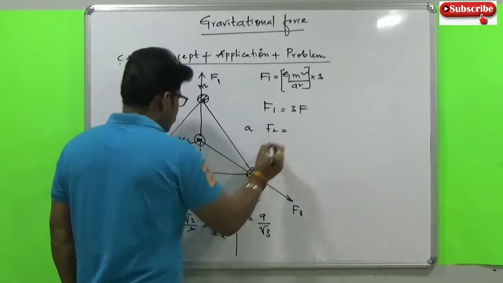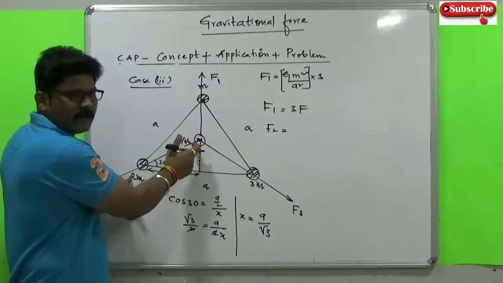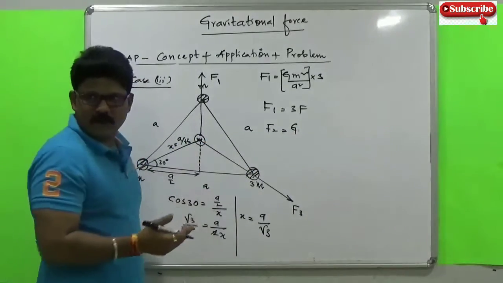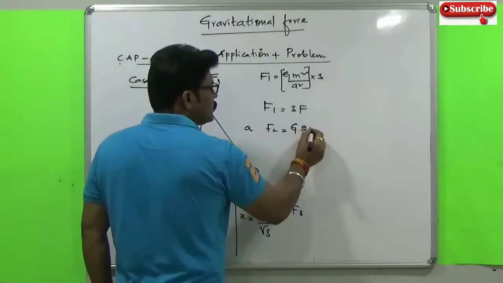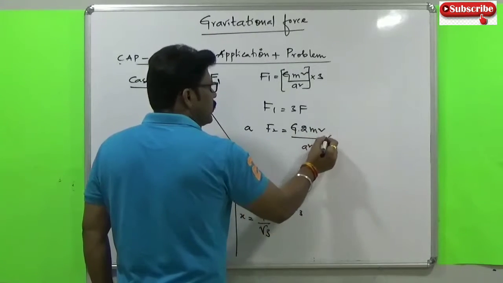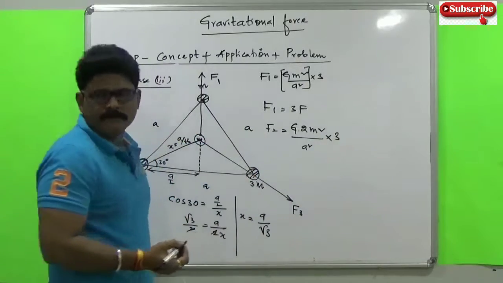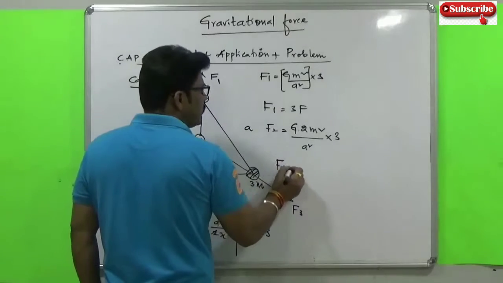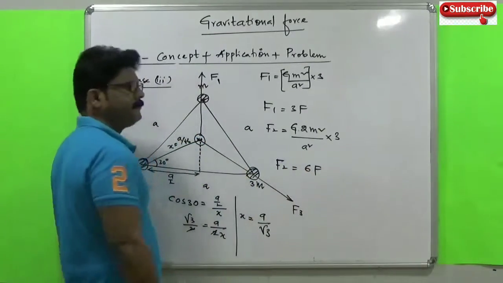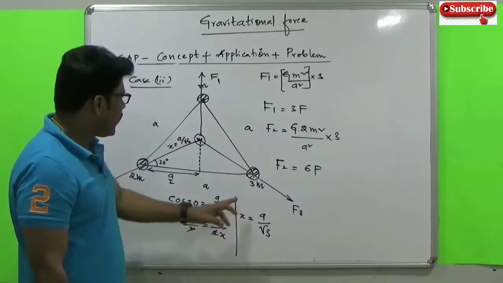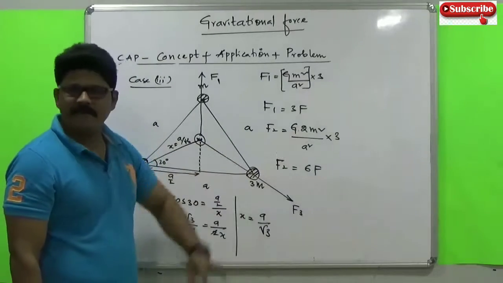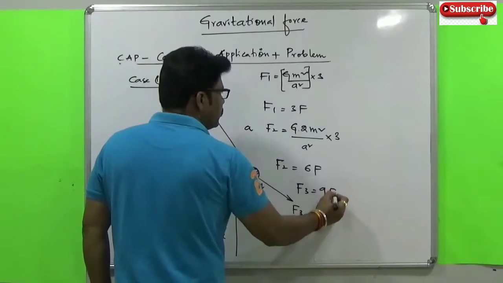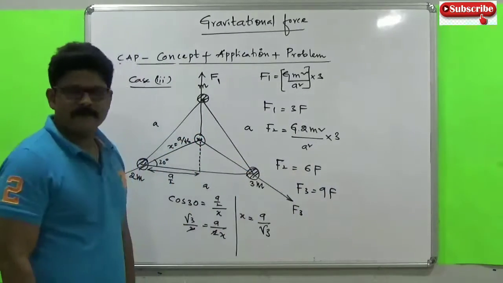Now f2 is between 2m and m. So G into 2m into m, 2m square, divided by a square by 3, since the distance is a by root 3. That means f2 equals 6f, right? Similarly, f3 will be 9f. So f1, f2, f3 we got as 3f, 6f and 9f.